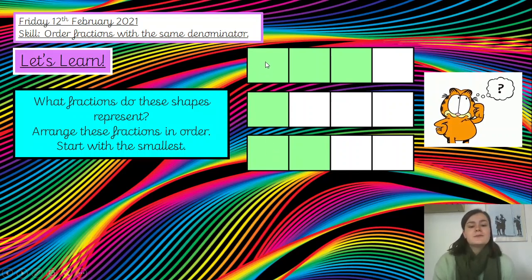So this top one, we've got 1, 2, 3 parts shaded, so that's 3/4. In this one, middle one, we've got 1 part shaded, so that's 1/4. And at the bottom, we've got 2 parts shaded, so that's 2/4.